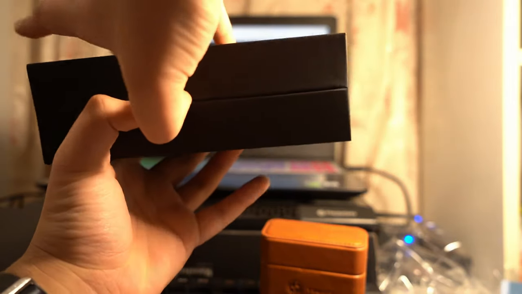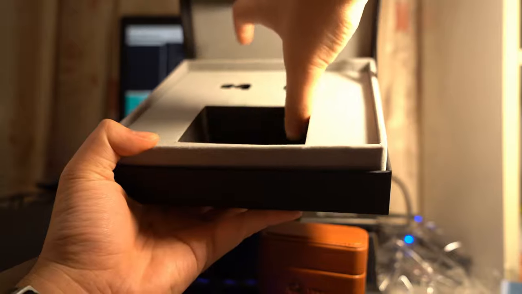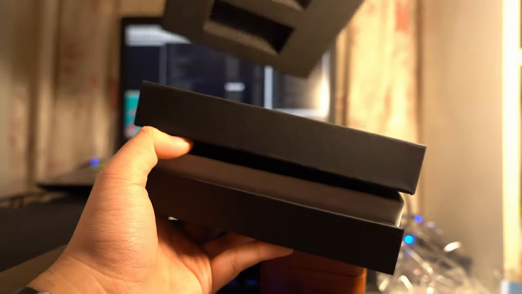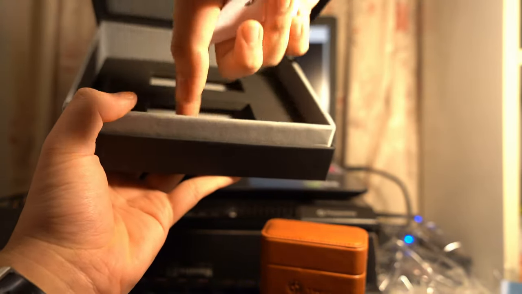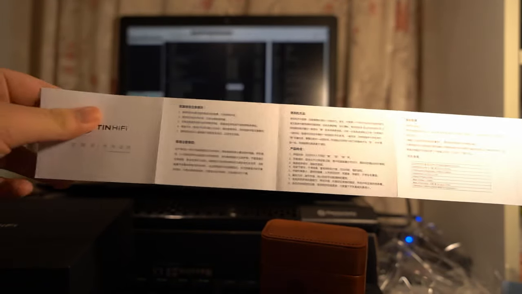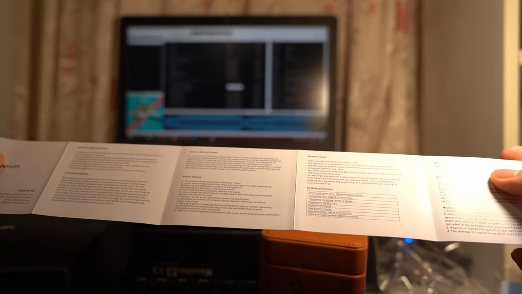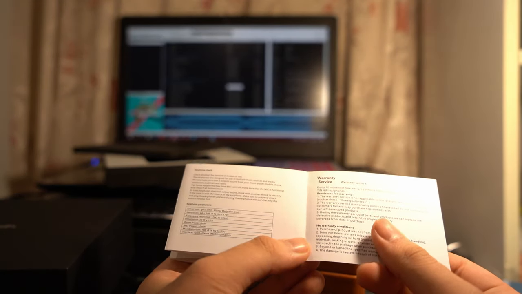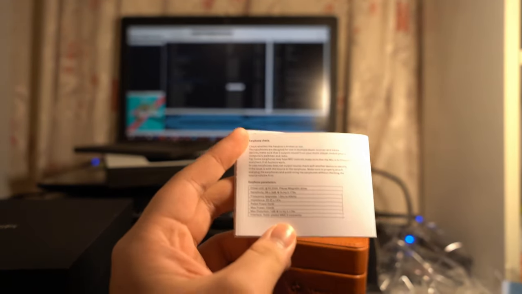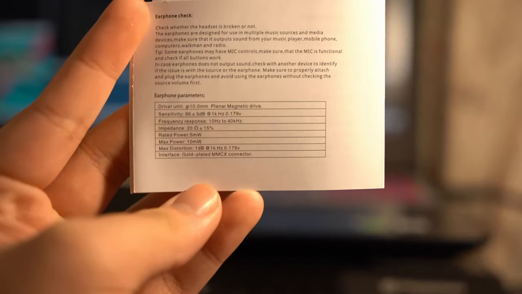Let's see if there's anything left in the box. Nice cutout. And two layers of cutout. Okay, under here we have the paperwork. It's in Chinese. Ooh, there we go, the specs. 12 months guarantee. That's not very important. Take a look at the specs, if my camera can somehow focus on it. There we go.